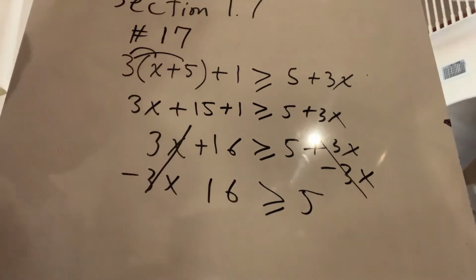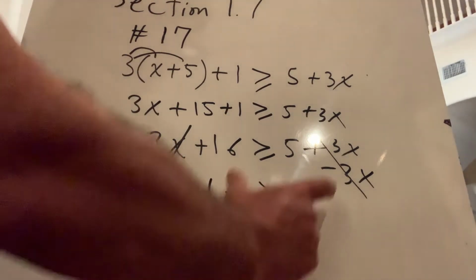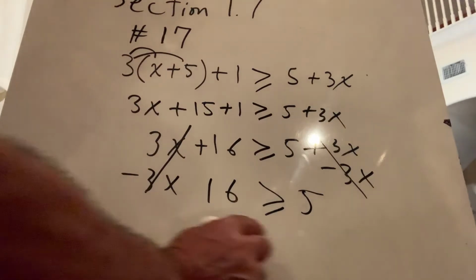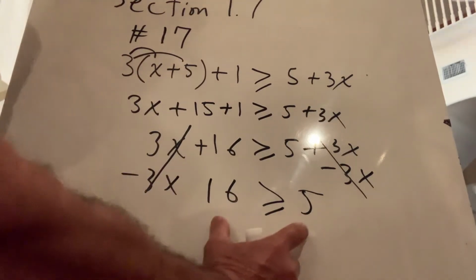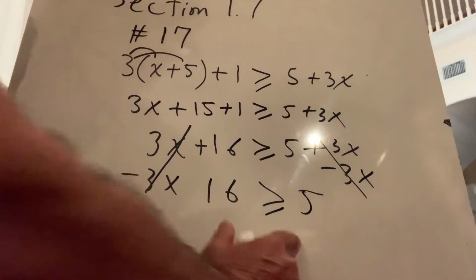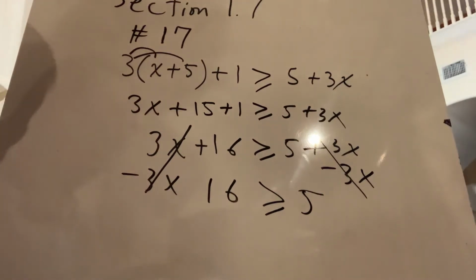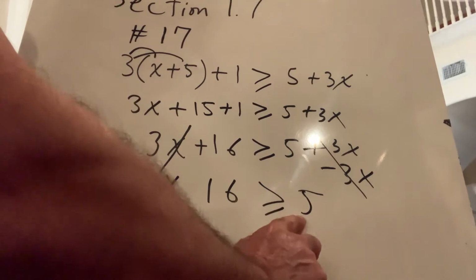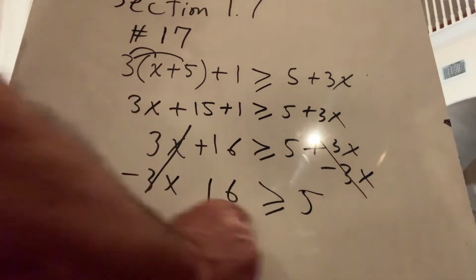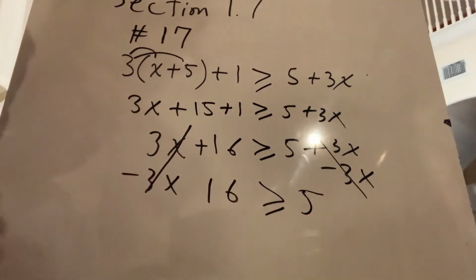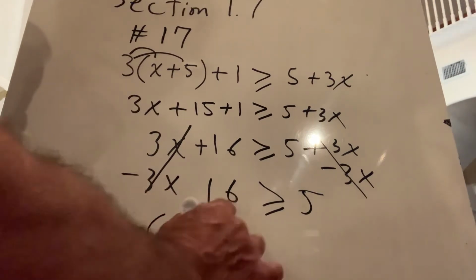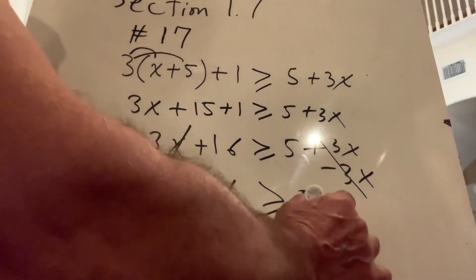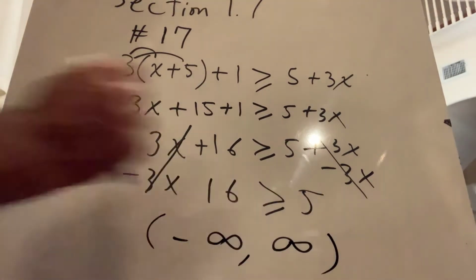But the question is, what's the conclusion? Once all the x's go away and you have your final inequality, if this inequality is a true inequality, then you say all real numbers are your solution. So this is one extreme. Of course, in this case, it is true because 16 is greater than or equal to 5. Therefore, the solution is all real numbers. As you know, the way we represent all real numbers in interval notation is negative infinity to infinity, okay?